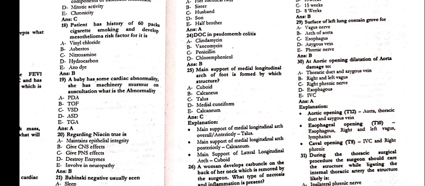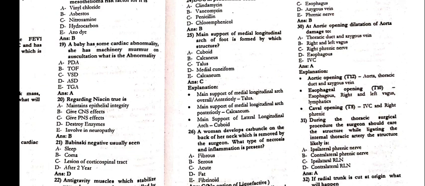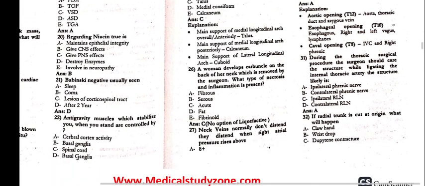Drug of choice in pseudomembranous colitis is vancomycin. 25, the medial longitudinal arch of the foot is formed by which structure? That is the talus. Next, 26, the woman develops a carbuncle on the back of her neck, which is removed by the surgeon. Which type of necrosis and inflammation is present? That is acute. It must be liquefactive, basically.